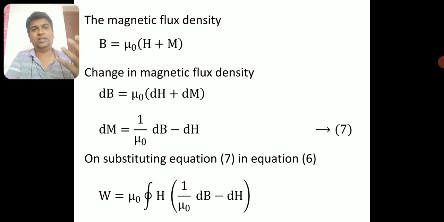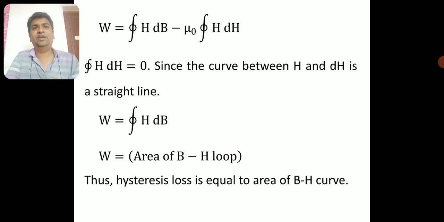Let us call it equation 7. On substituting 7 in equation 6, which is the work done equation, which is an energy loss equation, instead of H into dM, I am substituting 1 by mu naught dB minus dH. If I go further, W is equal to the line integral of H dB minus mu naught times the line integral of H dH.